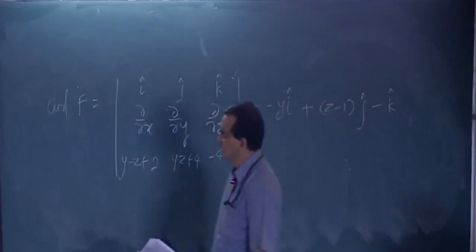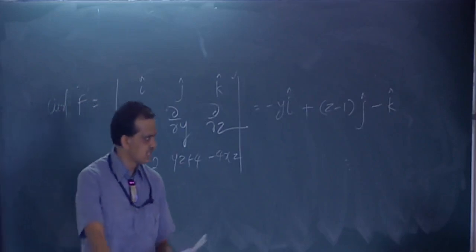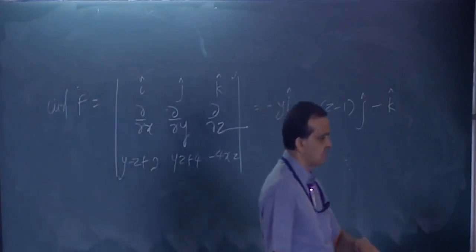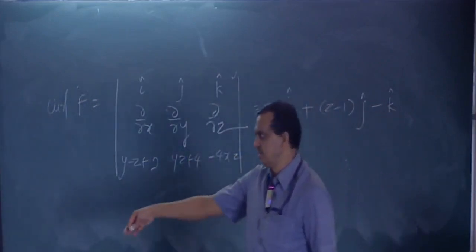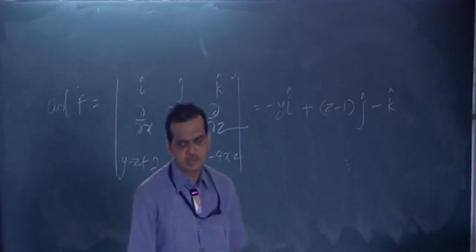where S is the surface bounded by the planes x equals 0, y equals 0, z equals 0. Imagine this, imagine this hall, the three faces. One is x equals 0, y equals 0 and z equals 0. Then x is 2, y is 2, z is 2. They are cutting parallel to the xy plane, yz plane, zx plane respectively.